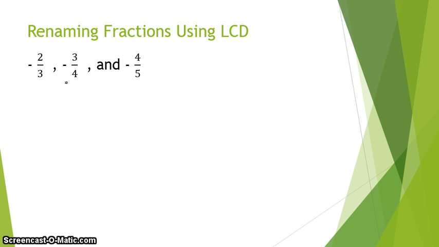So I have a 3 here, a 4 here, and a 5 here. 3 is a prime number, 5 is a prime number, and 4 is the same thing as 2 times 2. So I'm going to do 3 times 2 times 2 times 5, or basically just multiplying all of them by themselves, because these two are prime and this is just 2 times 2 is 4. So 3 times 4 is 12, and 12 times 5 is 60.